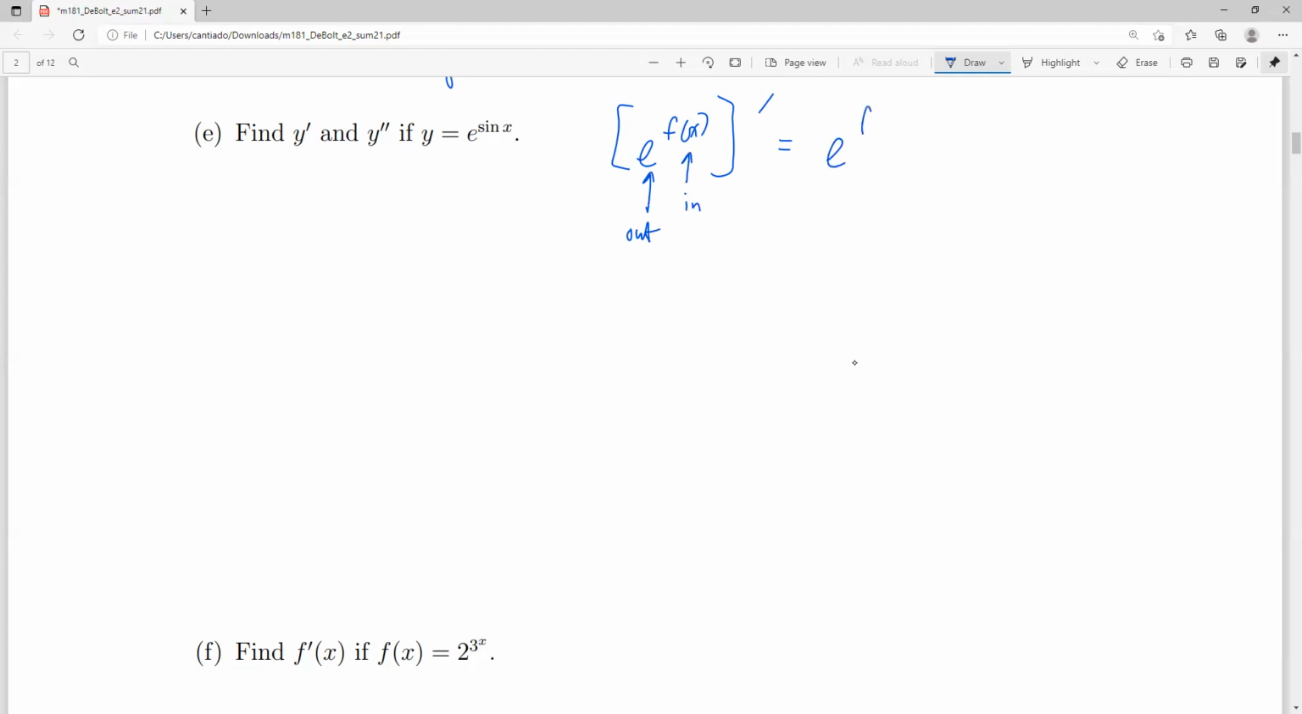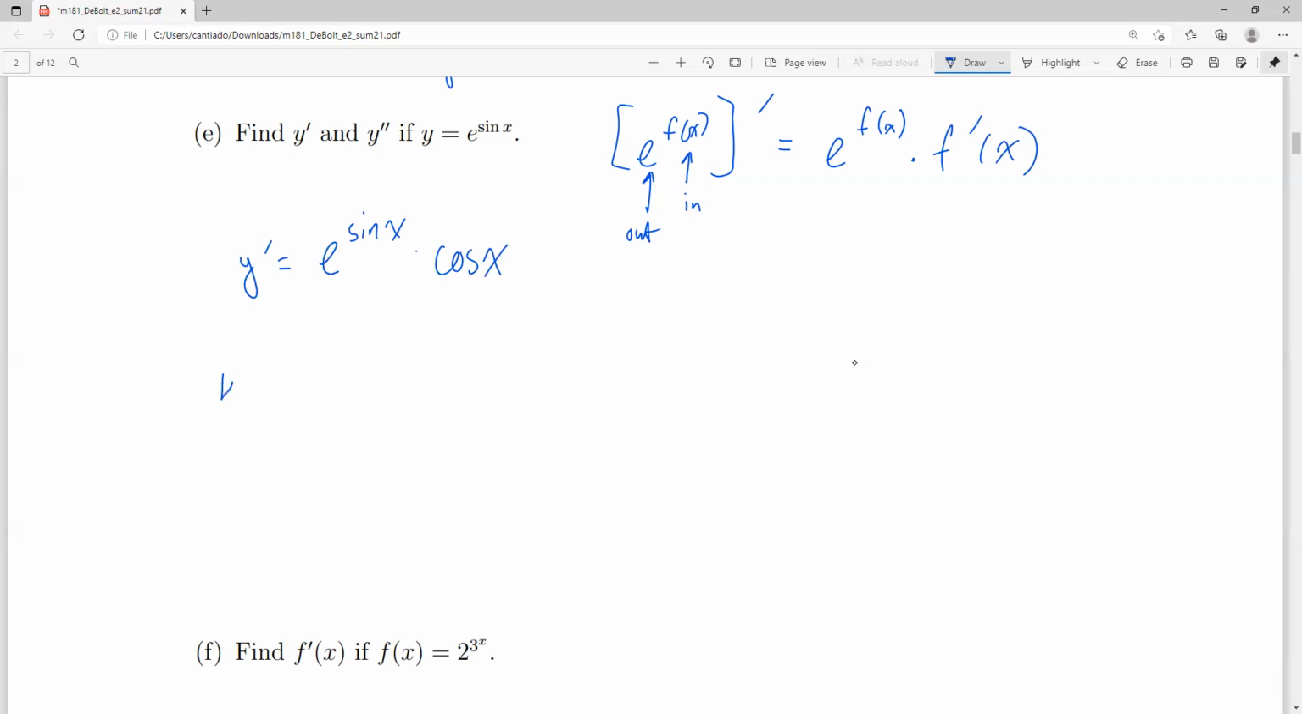Well, it's the copy of itself, right? But now we have to find the derivative of the inside. So we have to multiply by the derivative of the power, f prime of x. If we go ahead and do that, what do we get? y prime is equal to the derivative of e to the sine x, which is e to the sine x times the derivative of sine x, which is cosine x, right?